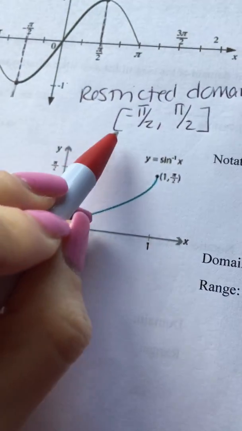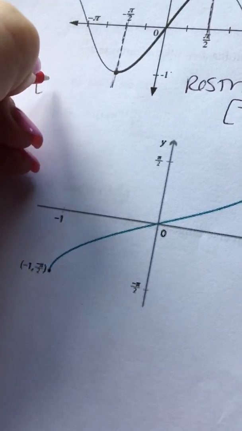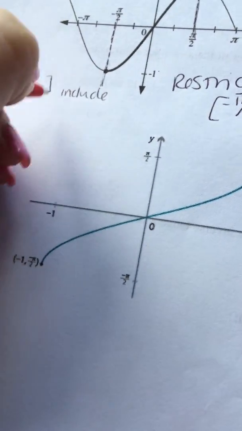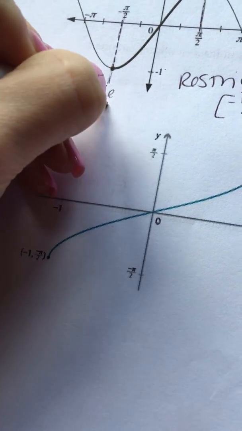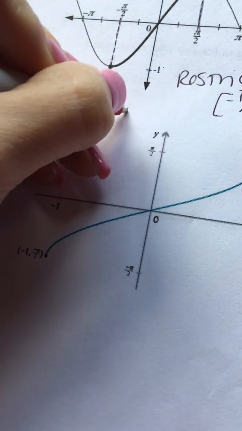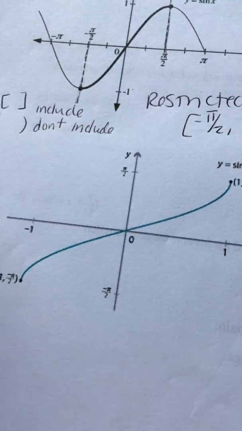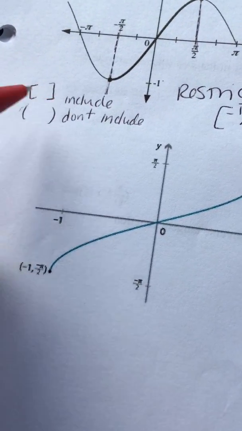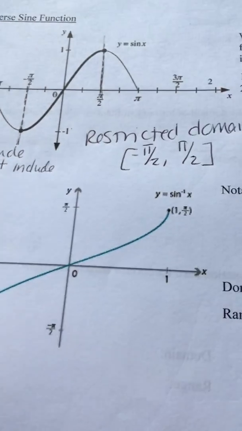I'm using this notation as a reminder. When we talk about brackets, that means to include. And when we talk about parentheses, that means don't include. We don't do this a lot in this course. This is a lot more when you talk about domain and range. It's really the only time you're going to see it. But parentheses, don't include. Brackets mean include. So that's the idea. That's how we're going to restrict this domain.